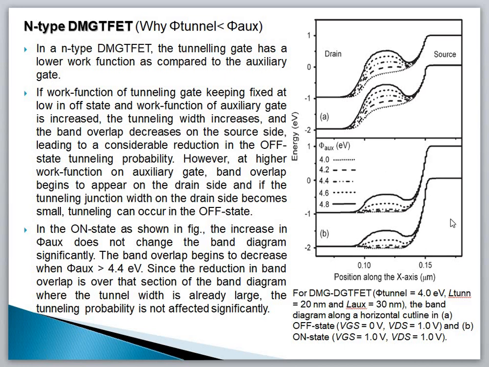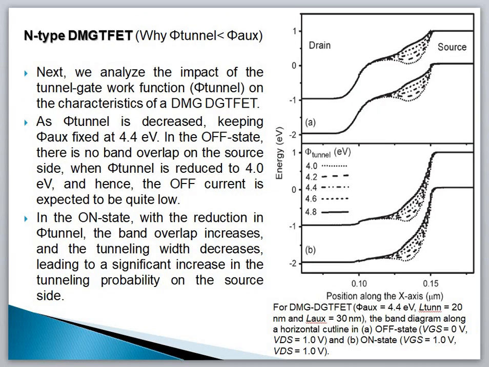Simply, from this diagram, you can note that if you are increasing the auxiliary gate work function, then there is no difference in the overlapping at the source side as well as the drain side in the on state. I have explained why we are taking the auxiliary gate work function greater than the tunneling gate work function. It will help to reduce the off state current of the device when the device is in off state, VGS is equal to 0 volt and VDS is equal to 1 volt.